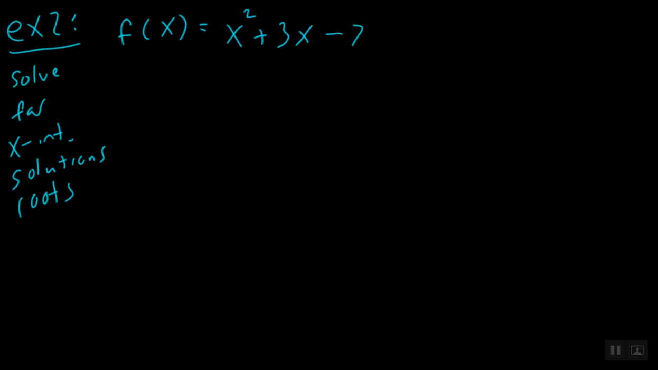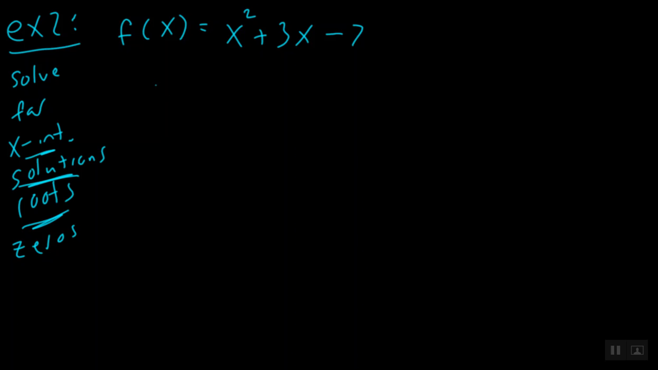Okay, here in example 2, we want to solve for the x-intercepts, or the solutions, or the roots. Remember, when you're solving a quadratic, the places where it crosses the x-axis can be called x-intercepts, solutions, roots, or even zeros. They have 4 different names for the same thing. So if I ask you to find x-intercepts, solutions, roots, or zeros, I'm just asking you to solve for x. Okay, so let's go ahead and do this by completing the square.